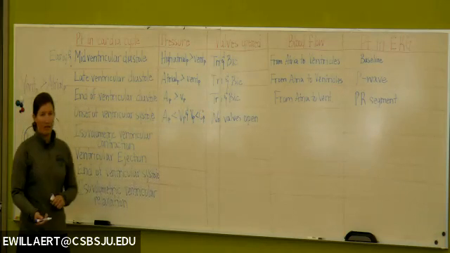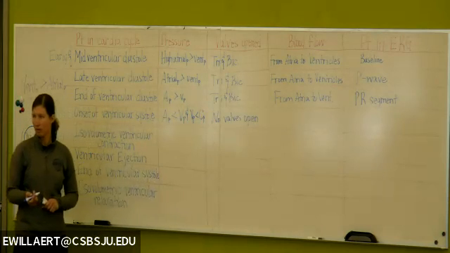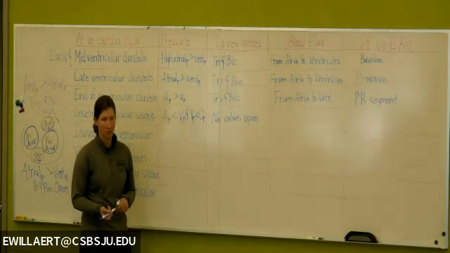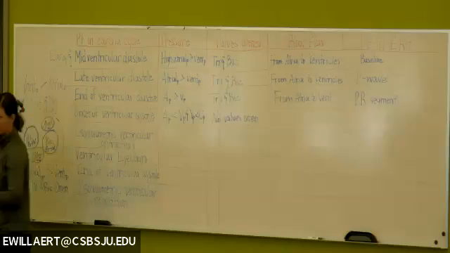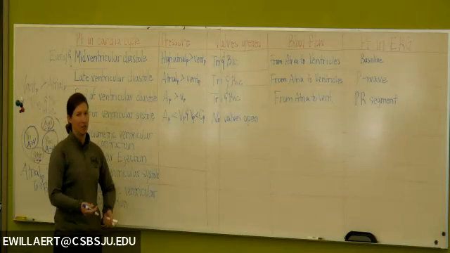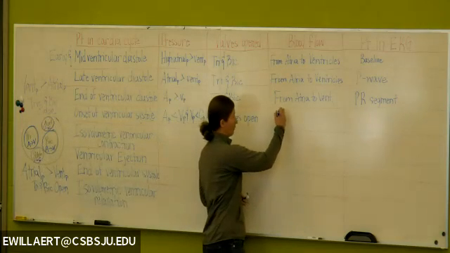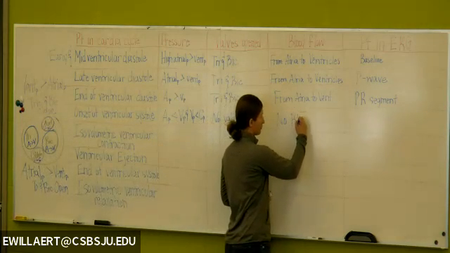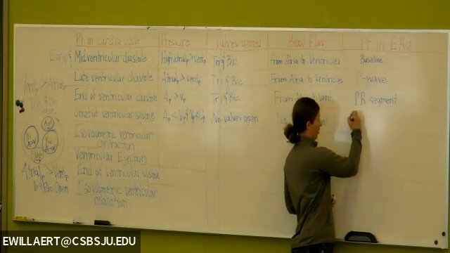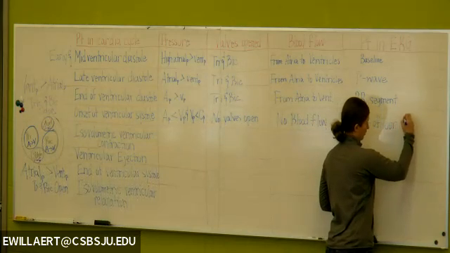So what's happening to the blood at this point in time? Are we getting any blood flow anywhere? Mary's shaking her head at me, no. Why is there no blood flow? There's no valves open. It'd be like having you guys in this room, blocking the doors and being like, get out. Just can't happen. There's no way to get out. So we have no blood flow during this time. And this is the start of our QRS complex.